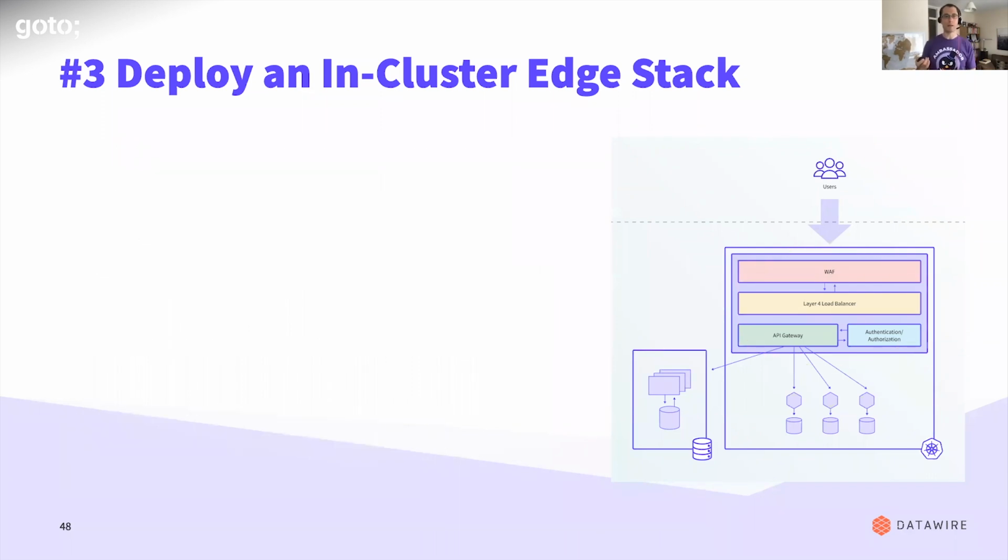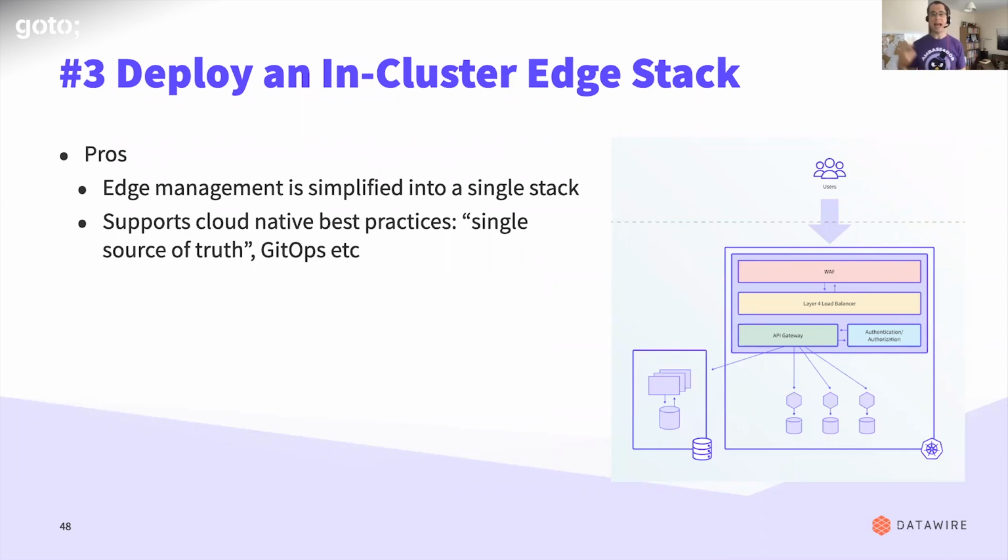Oh yeah, that's animation there. The pros is that edge management is simplified into a single stack. There is a single source of truth. And again, if you haven't bumped into GitOps, well worth a read. I haven't got time to go into too much of it here, and other folks know way more about it than I do. I do often point at the Weave team, WeaveWorks.